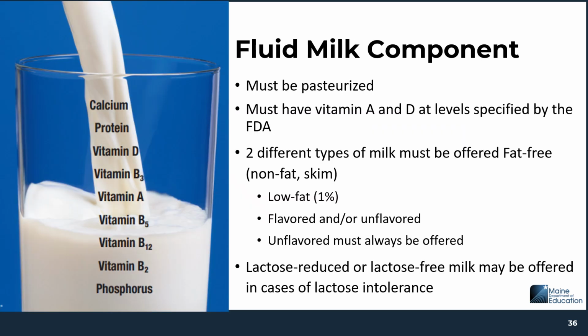The milk offered must be pasteurized and have vitamin A and D at the levels specified by the FDA. Milk must be low fat or 1% or skim or fat-free. It can be flavored or unflavored, and at least 2 different types of milk must be offered. The reason for this is that we want children to drink milk to get the nutrition they need. By increasing the variety that's offered, they're more likely to find the type that they prefer and actually consume it.